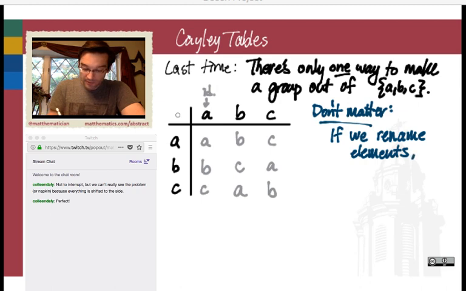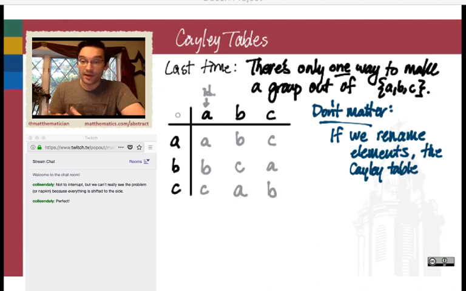If we rename the elements, then the Cayley table that we get, we want to be able to say is the same. It's still the same. Whatever we write down shouldn't matter on the ways in which we rename the elements, or another way to say it, the way in which we order the elements of my set, right? Because a set doesn't care about the order of its elements.